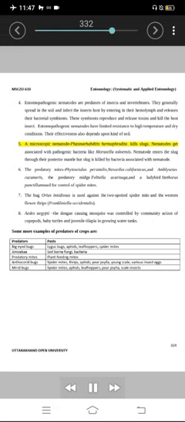5. A microscopic nematode, Phasmarhabditis hermaphrodita, kills slugs. Nematodes get associated with pathogenic bacteria like Moraxella osloensis. The nematode enters the slug through its posterior mantle, but the slug is killed by the bacteria associated with the nematode.